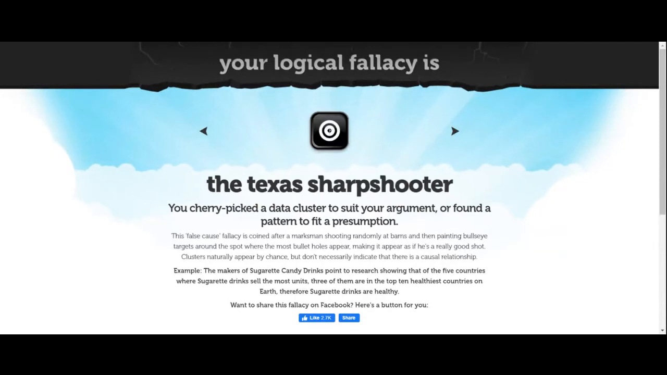I will get this straight here. Okay, correlation does not mean causation. Okay. It's basically blaming coincidence on an individual that has no control.